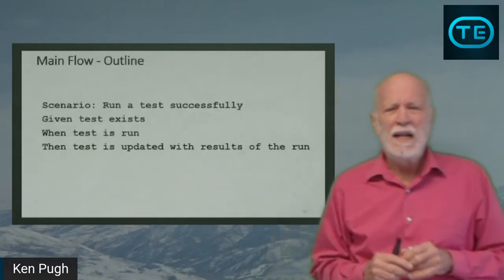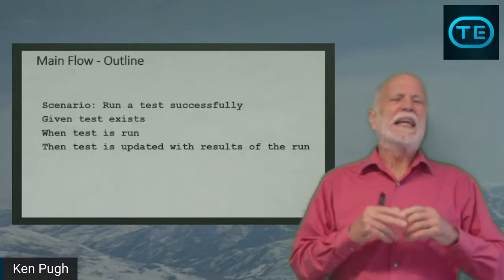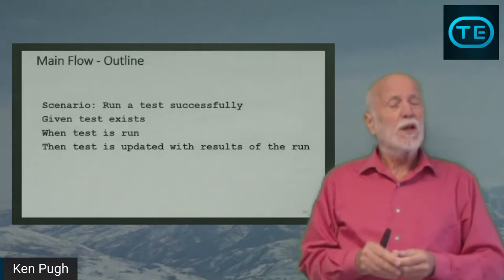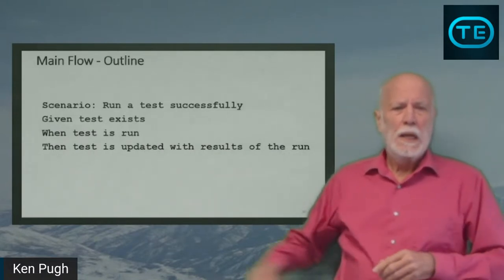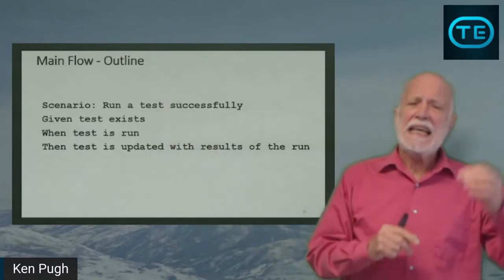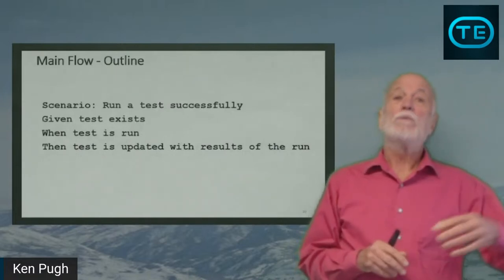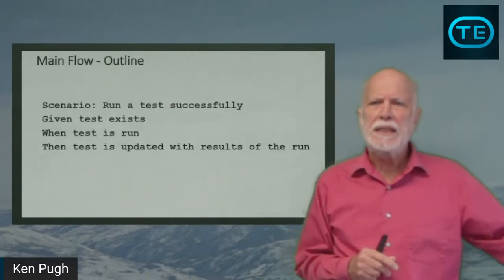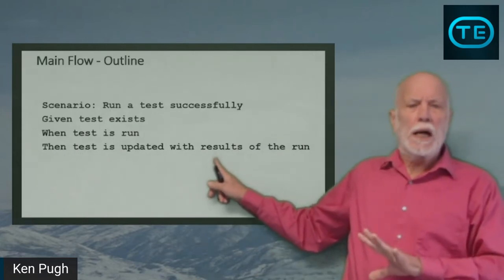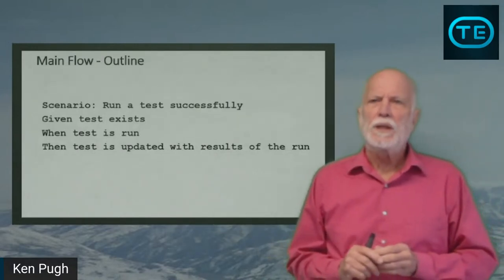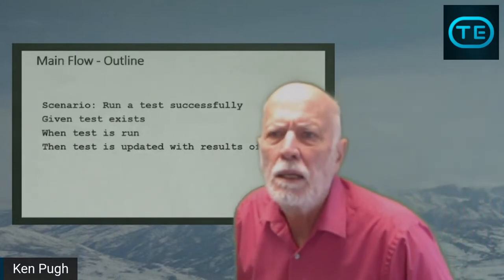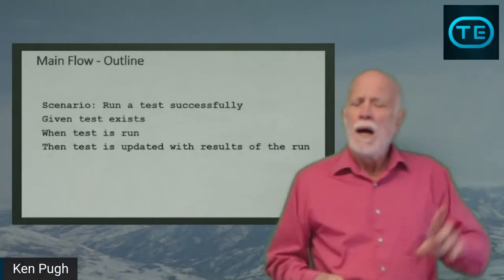So now, let's start with a basic, what I call an outline script. This is an outline. It says, here's our basic flow, but it needs a bit more detail. We're going to run a test successfully. Given that the test exists already, and that would have been created by a different scenario. When the test is run, then the test gets updated with the results of the run. There's our flow.